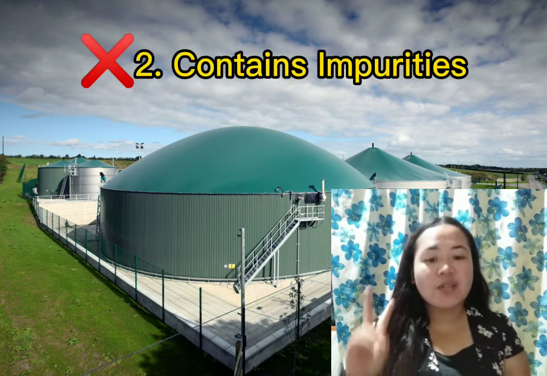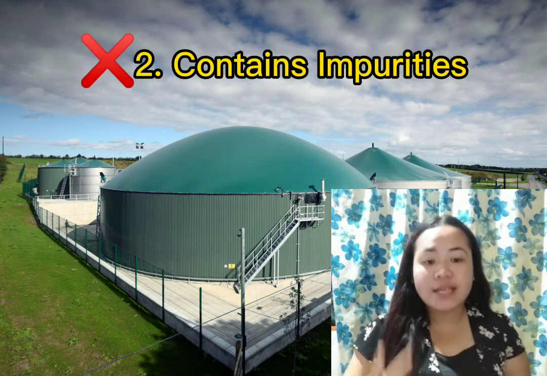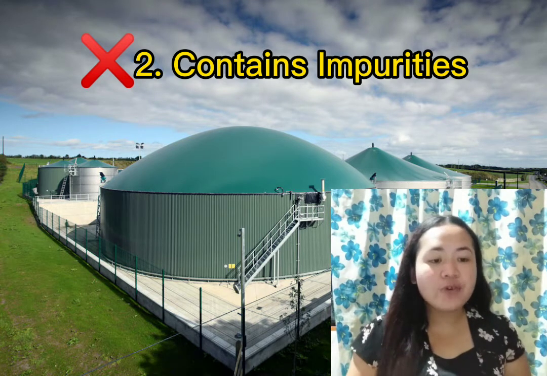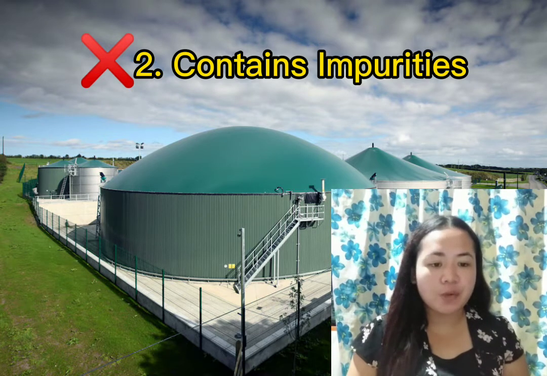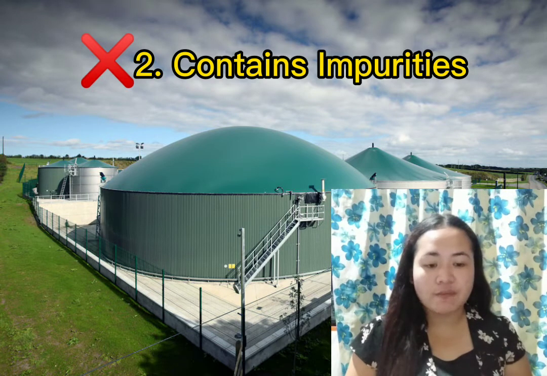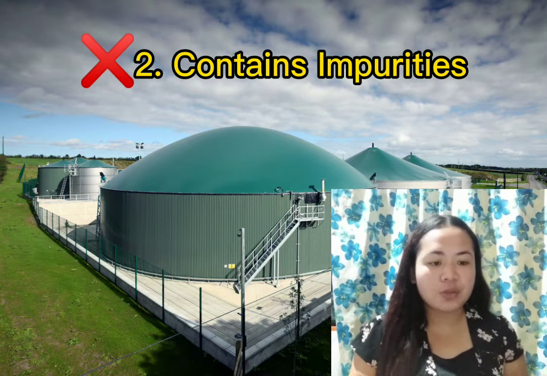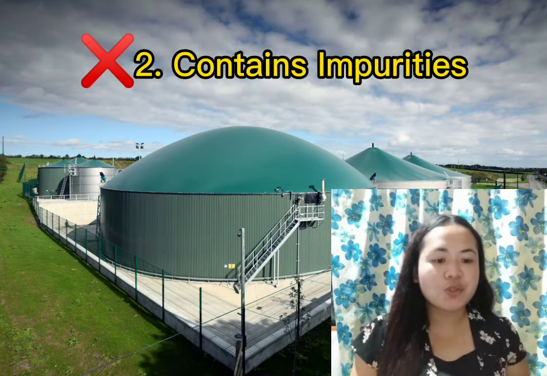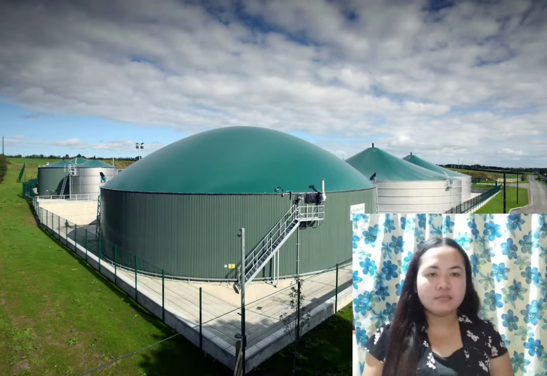The second disadvantage is that it contains impurities. After refinement and compression, biogas still contains impurities. If the generated biofuel was used to power automobiles, it could corrode the metal parts of the engine. This corrosion would lead to increased maintenance costs. The gaseous mix is much more suitable for kitchen stoves, water boilers, and lamps.